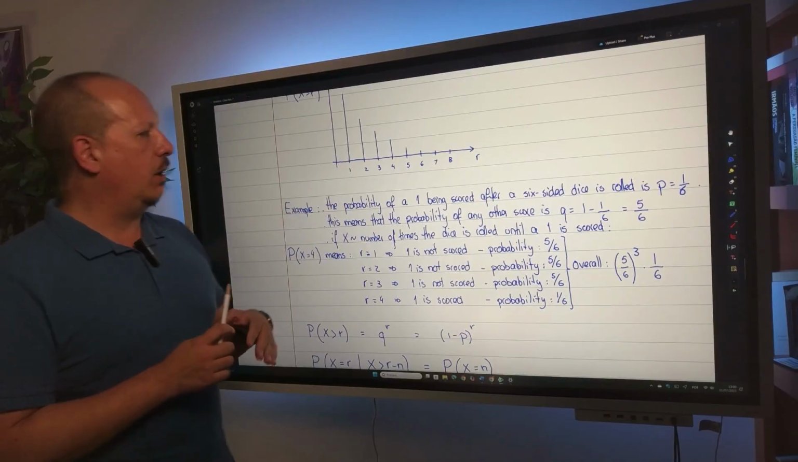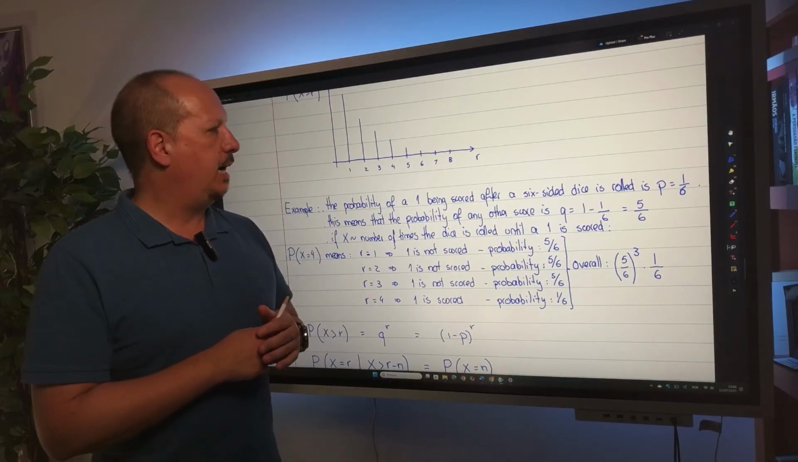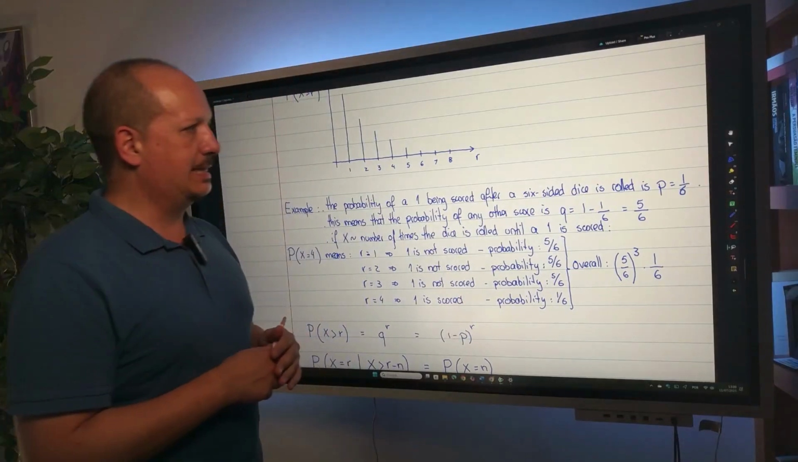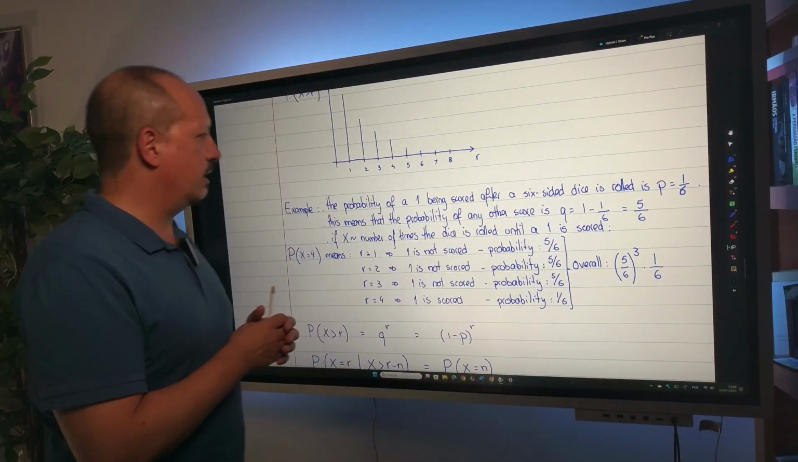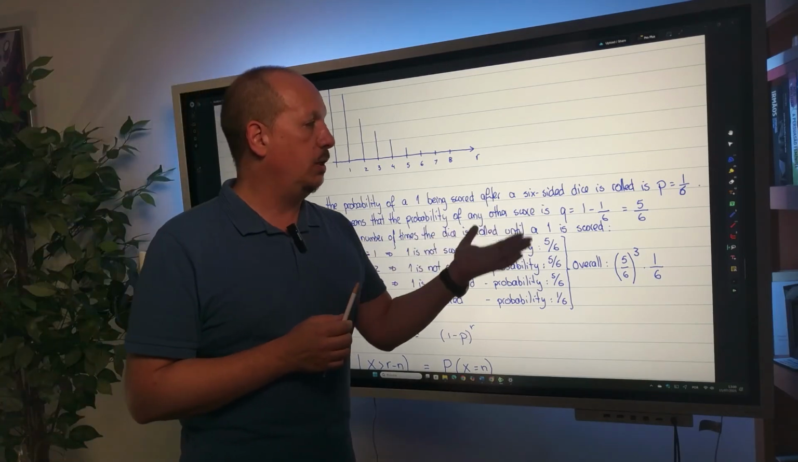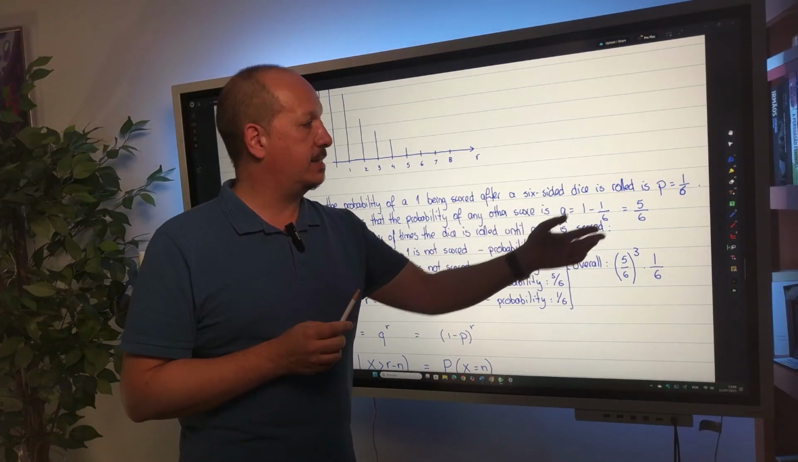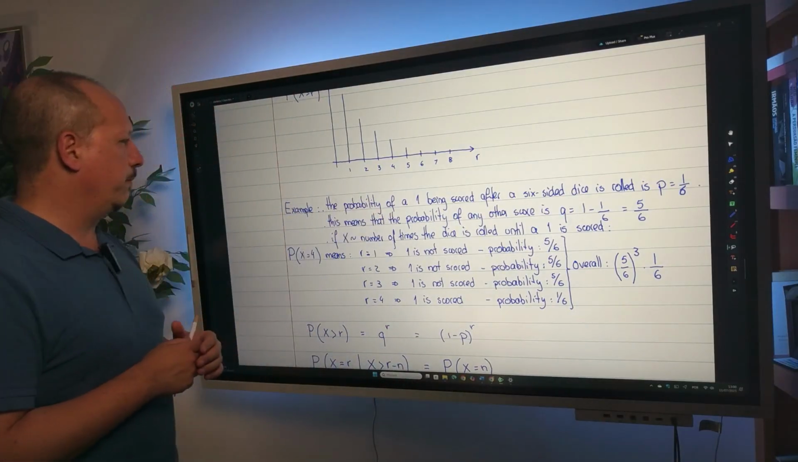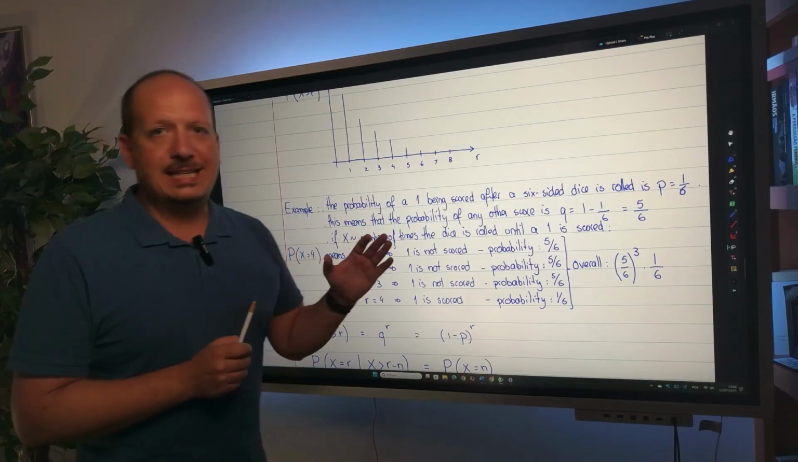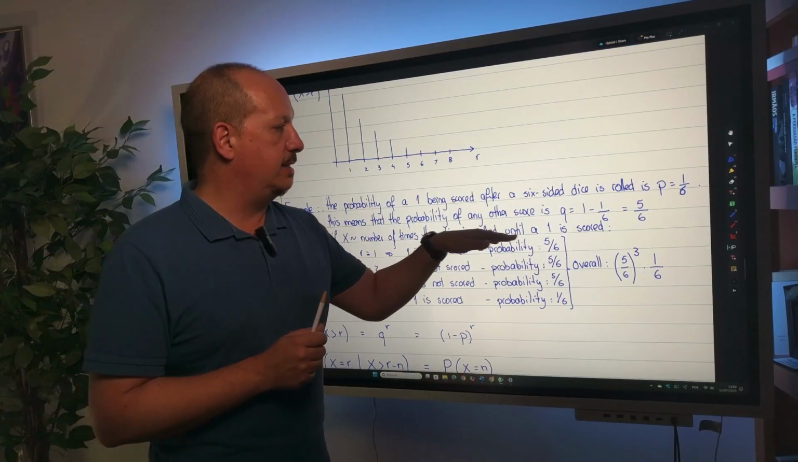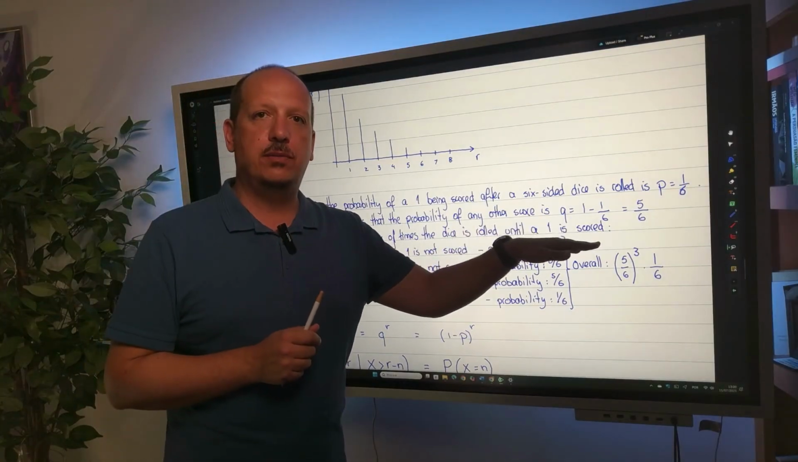The probability of a 1 being scored after a 6-sided dice is rolled is, as you know, 1/6, as long as the dice is fair. This means that the probability of any other score is 1 minus 1/6. It's 5/6, right? For any other score that is not a 1. What is going to be X now? X is now going to be the number of times the dice is rolled until a 1 is scored.